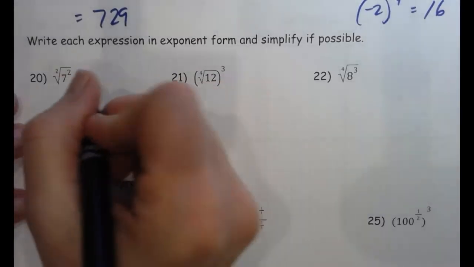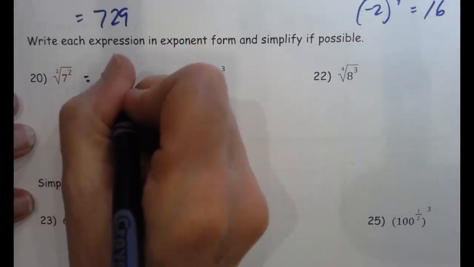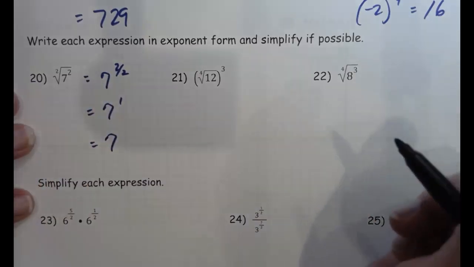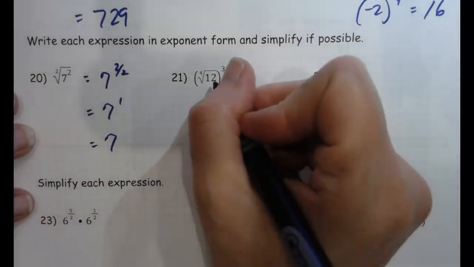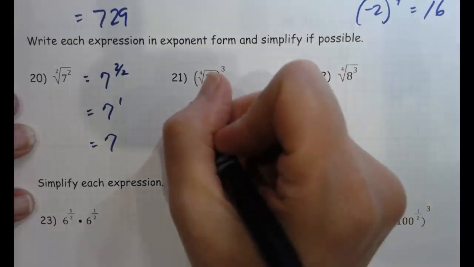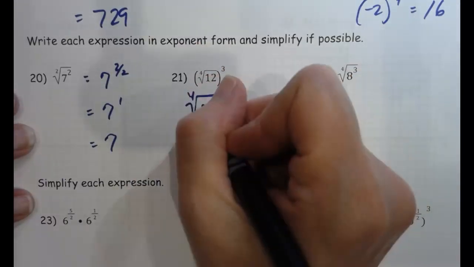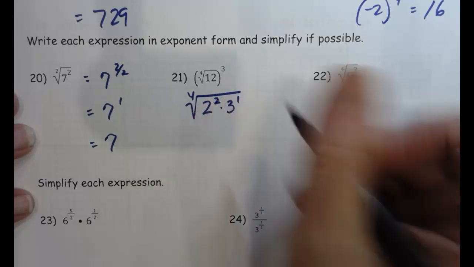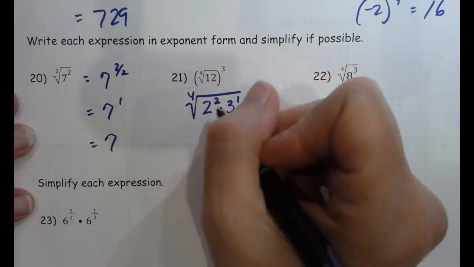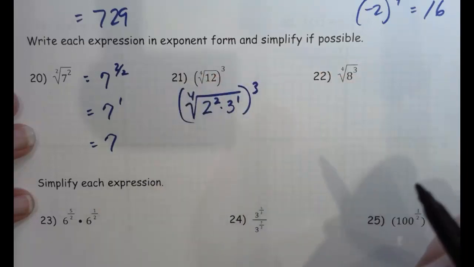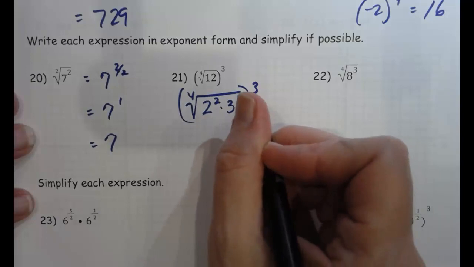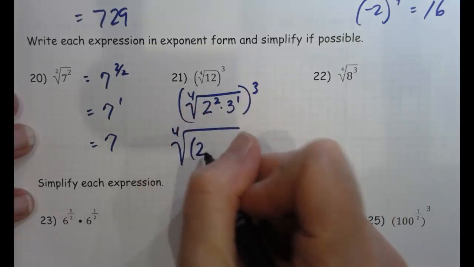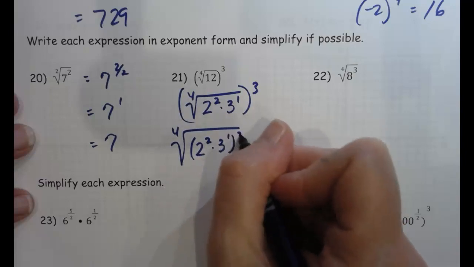So rewrite it here. We end up with 7 to the 2/2. 2/2 is equal to 1, so it's just 7. Next, the 4th root of 12 cubed. So 12, of course, is 2 squared times 3 to the 1st. Now, if we cube everything, you can write the 3 on the outside, or you can write it on the inside. They mean the same thing.